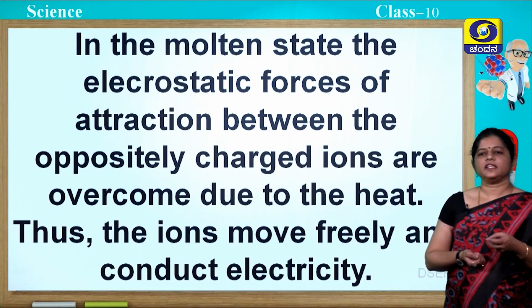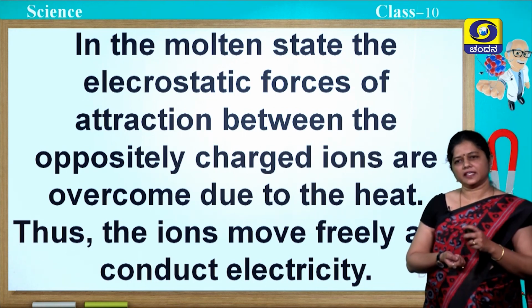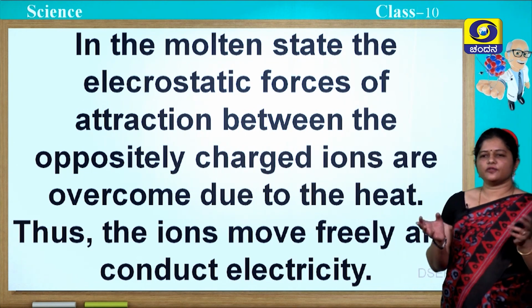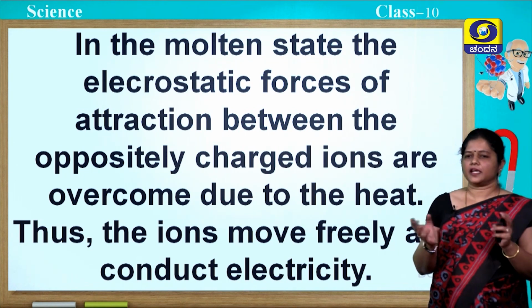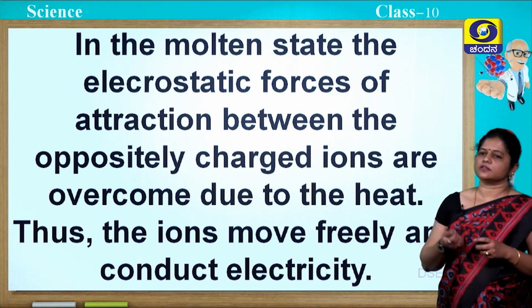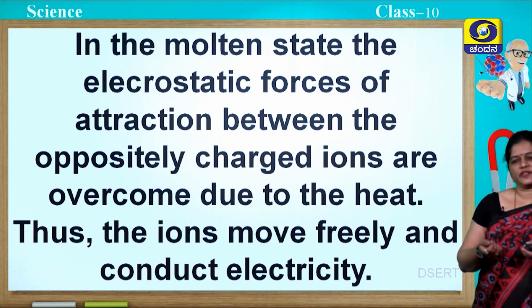Why do you think in the molten state the ionic compound can conduct electricity? That is because in the molten state the electrostatic force of attraction between the cation and the anion, they are overcome due to the heat. So, thus the ions move freely and they can conduct electricity.